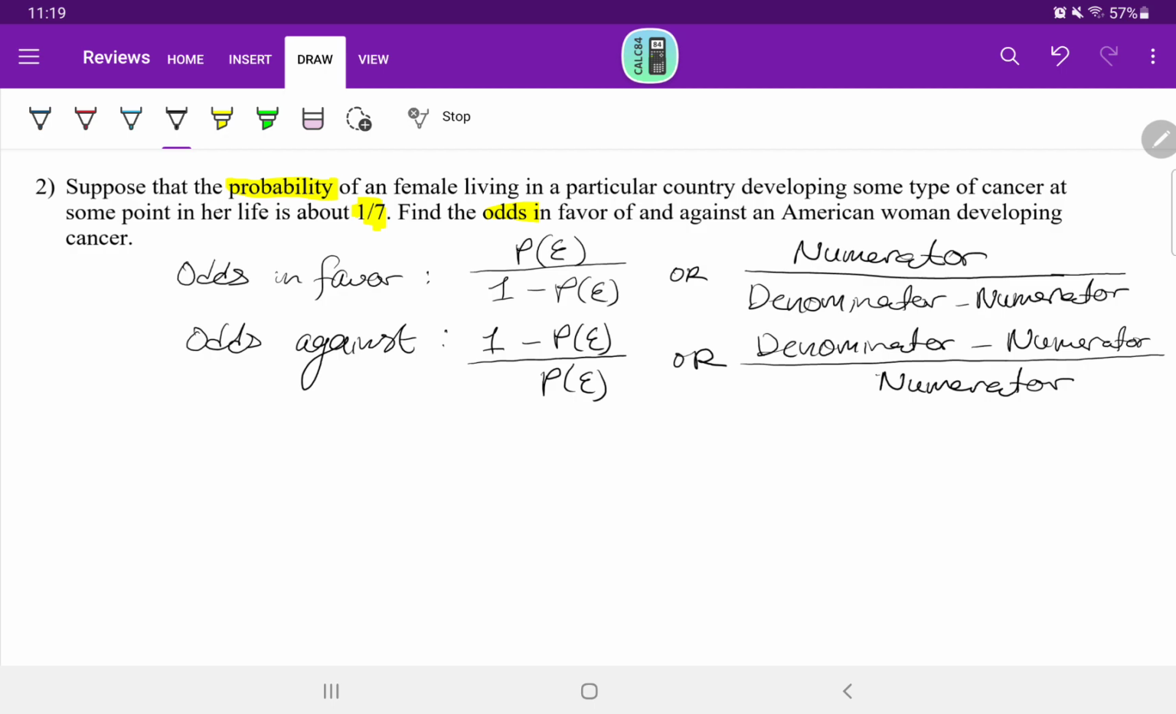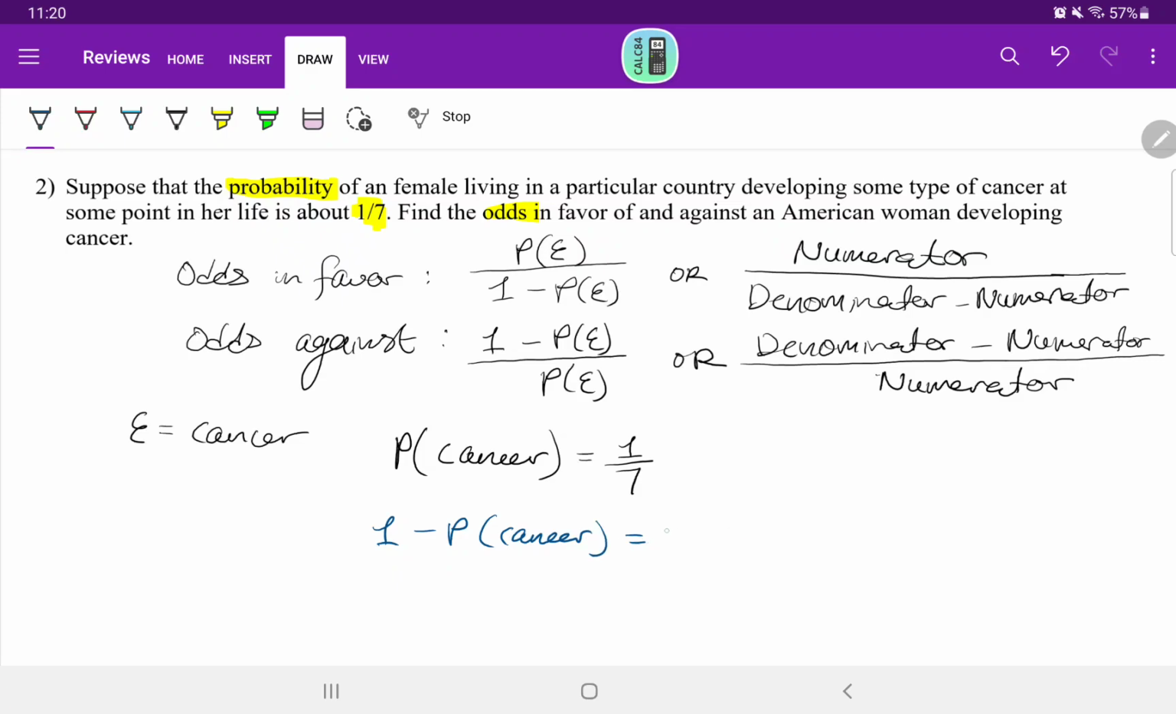So, let's answer this question. The event in this case is going to be cancer. Well, a female with cancer. I'm just going to put cancer for short. The probability the female will develop cancer is 1/7. Now, we must find 1 minus the probability of developing cancer. And that's going to be 1 minus 1/7, because remember, the probability of developing cancer is 1/7.